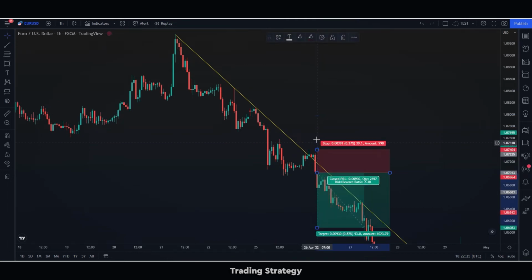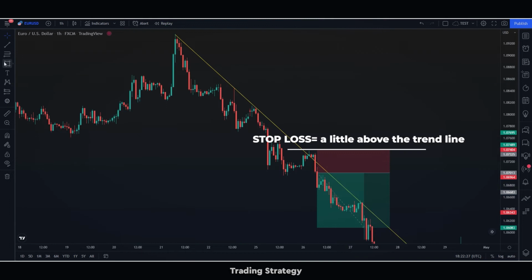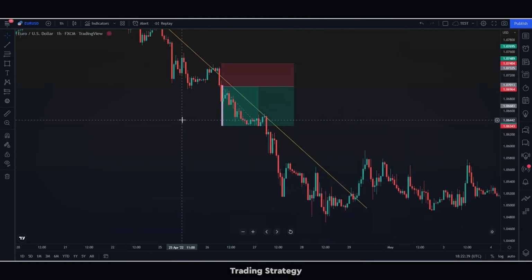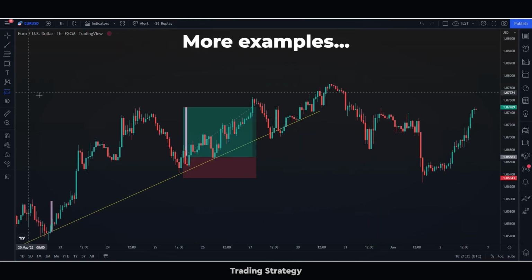And to put our take profit, we will measure with a rectangle the distance from one of the lows to the line. Then we will place that rectangle in the place where we carry out the sell operation, and that will be our take profit. If we are a bit more conservative, we can put our take profit in the middle of that rectangle.